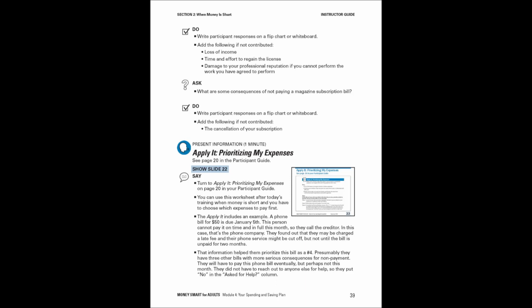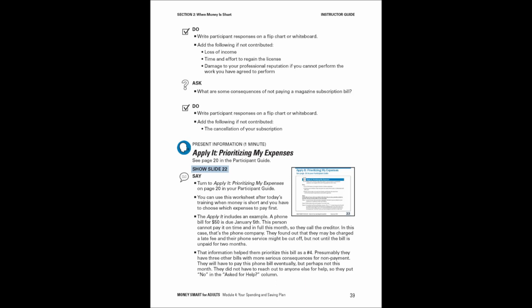Slide number 22 is an actual activity. Apply it, prioritizing my expenses. There is an example here regarding a phone bill for $50 that's due on January 5th. The person can't pay it on time and in full, so they call the creditor. In this case, it's the phone company. They found out that they may be charged a late fee and that their phone service may be cut off, but not until the bill is unpaid for 2 months.